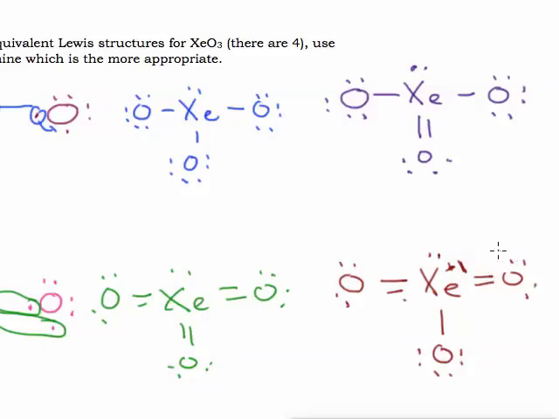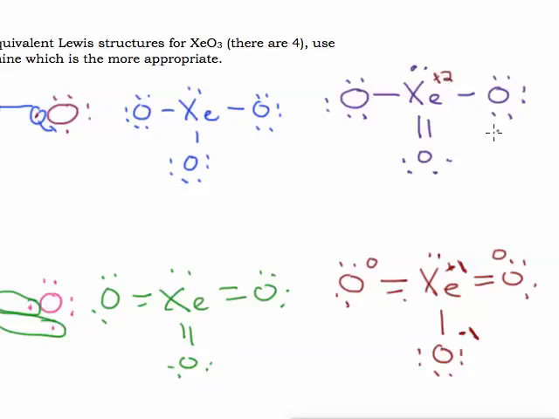In this one we have xenon 1, 2, 3, 4, 5, 6. So 8 minus 6 gives us positive 2. We know our single bonded oxygen atoms have a minus 1 charge, and all double bonded ones have a 0 charge. And plus 2 and 2 negative 1s give us a neutral atom.